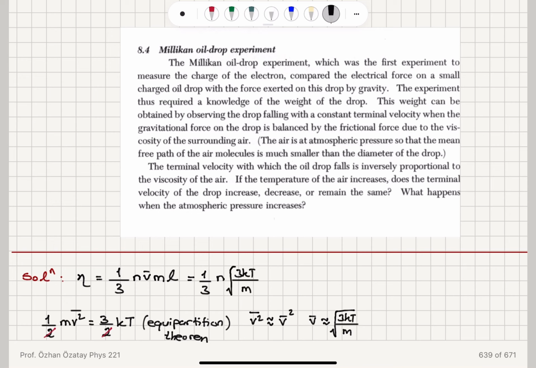Basically, this is the RMS value of the speed, but we're estimating it to be close enough to the mean speed. This is m times L, and then we have 1 over 3 n square root 3 kT over m, and for the mean free path we substitute 1 over square root 2 n sigma, the total scattering cross section. So the n values will cancel.